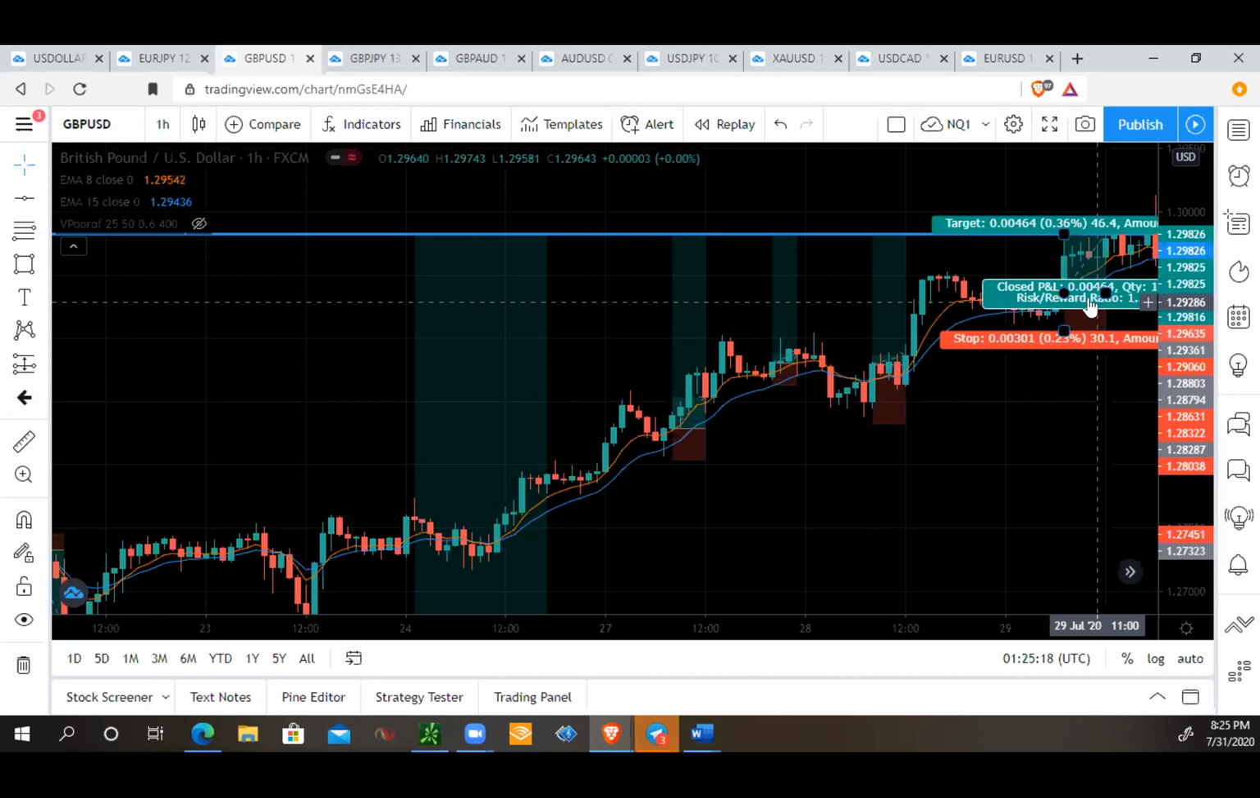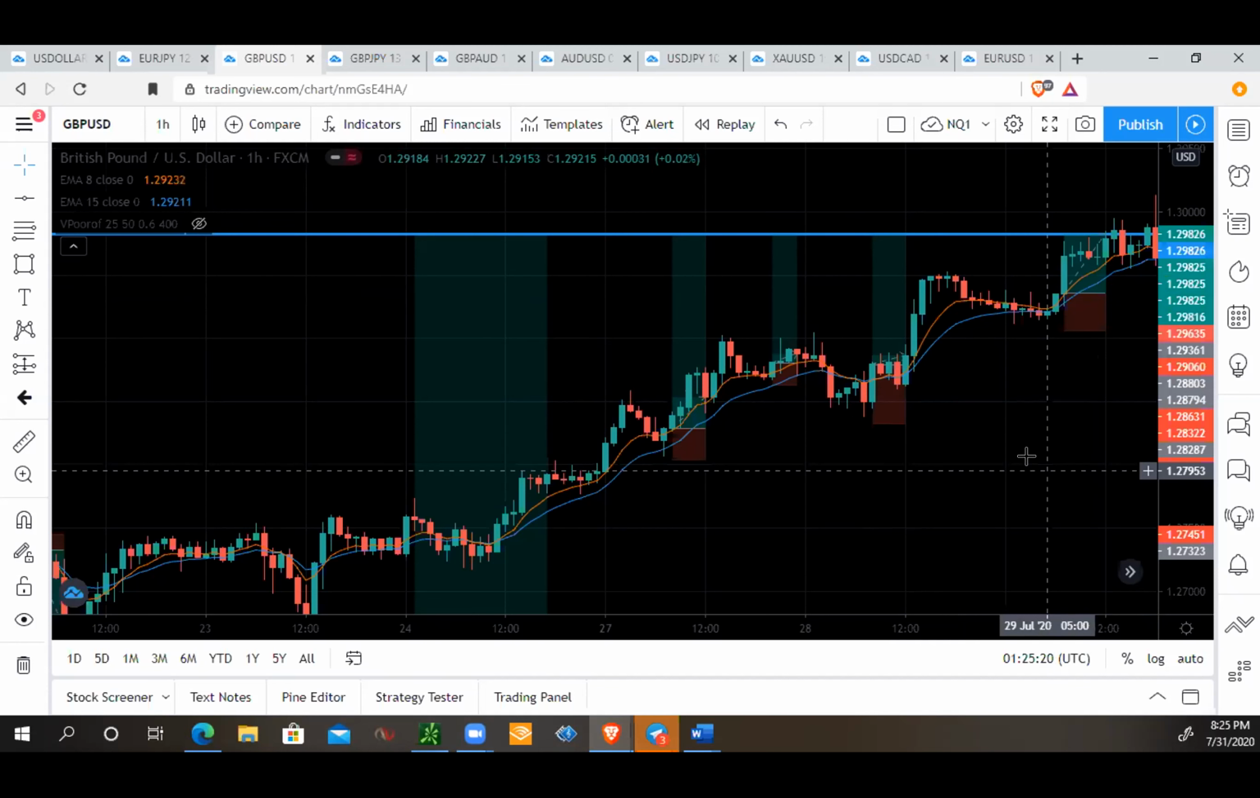And then the last one is a win, 46 pips. 46 pips times 50 cents. So 46 times 10 times 50 cents is $230. All right, so let's add up our losses. We got 1,125 plus 510 equals $1,635 we lost.